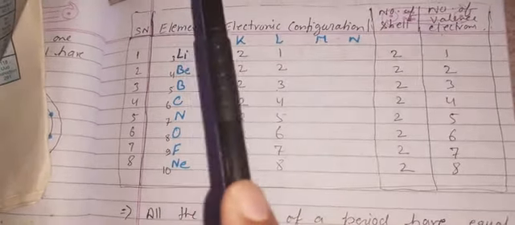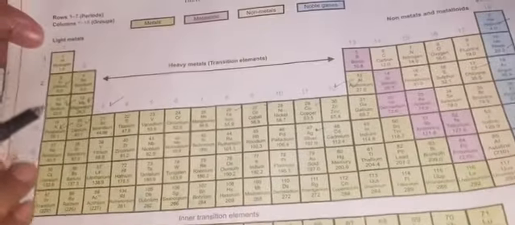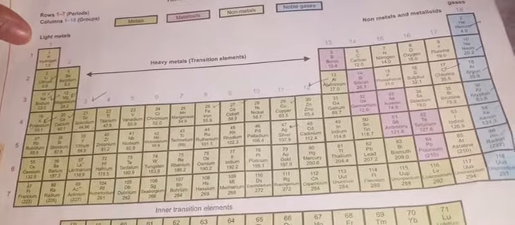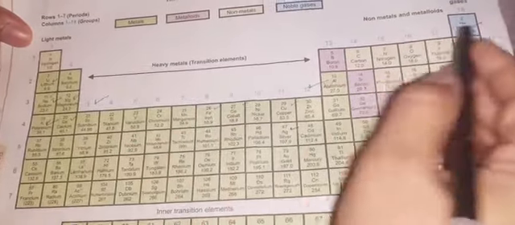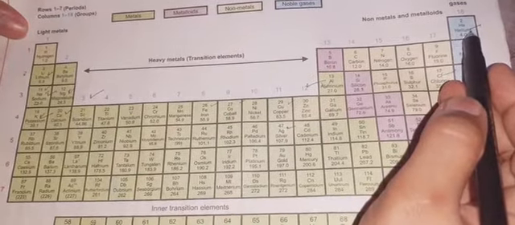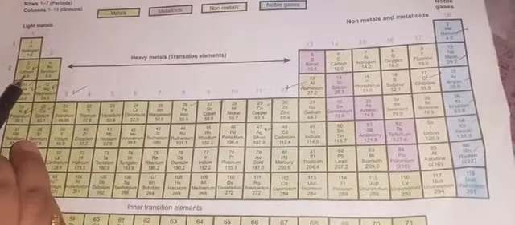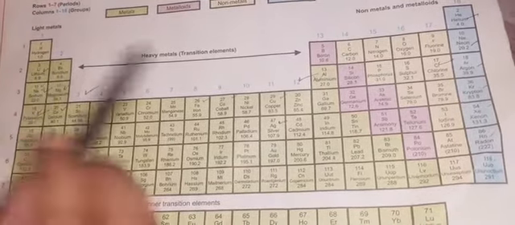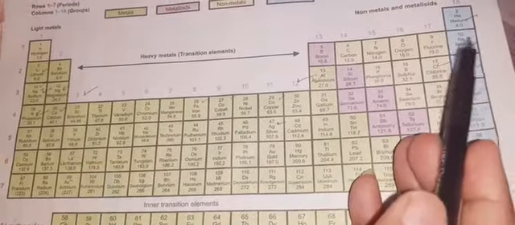But in a group you have seen that the number of valence electrons is the same, but in a period it changes. So if someone asks you about the group, you will say that the number of valence electrons in the same group is equal, but in the same period it increases with increase in atomic number. If someone asks what the valence electrons of lithium, beryllium and boron are, I will say that the number of valence electrons increases according to the increase in atomic number.